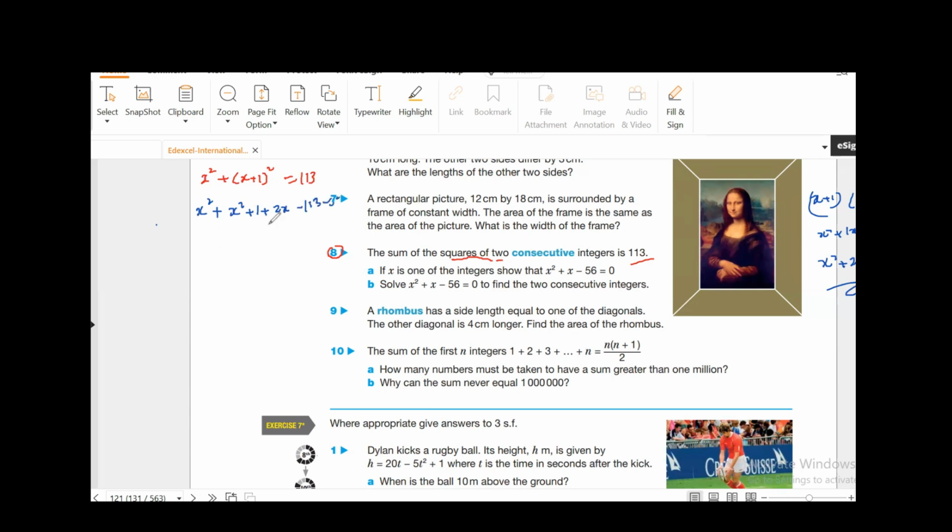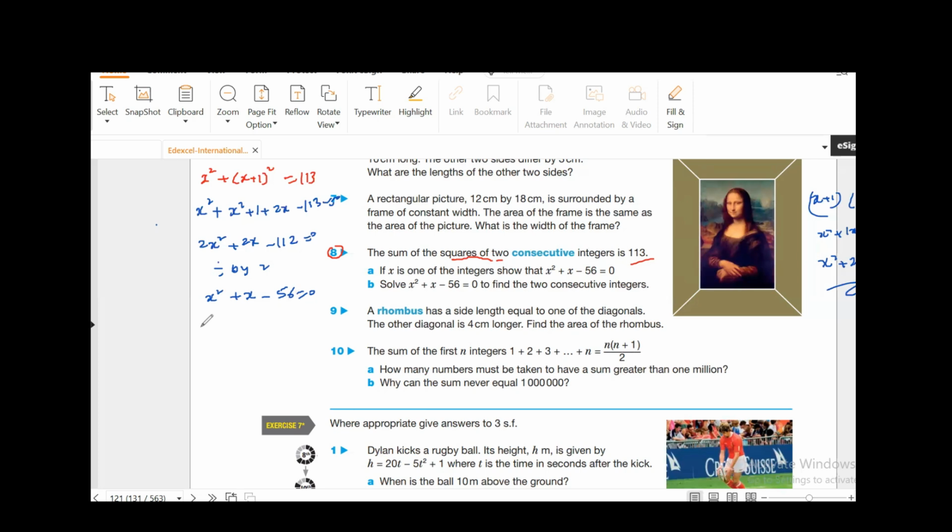Minus 113 equals 0. So we have 2x squared plus 2x minus 112, and we divide by 2 throughout the equation. That gives us x squared plus x minus 56, since 112 divided by 2 is 56. Here we can think about sum and product. No, 9 and 6 will not work, because 9 minus 6 is 3, so it will not work for us. Any other number?